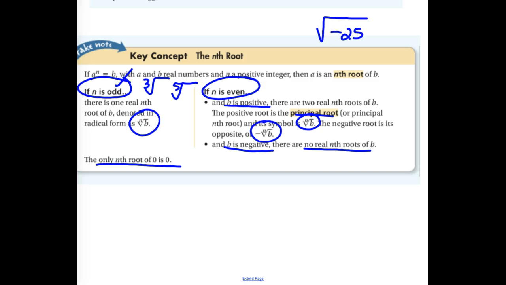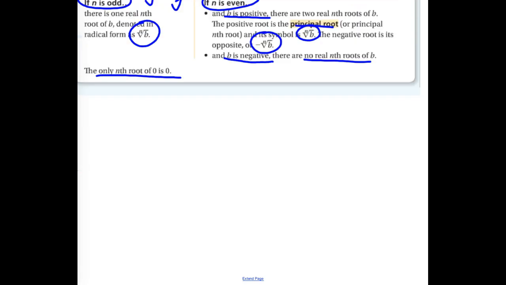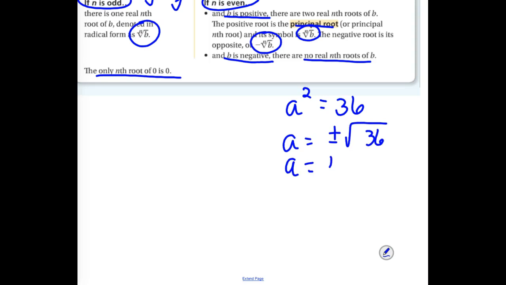Okay? Now, another picky detail. If I asked you to solve a squared equals 36, what would you do to solve it? You'd have to take the square root of both sides, okay? In doing that, we always put the plus minus in there. So you would give me answers of positive and negative 6, okay? That is different from me saying this.